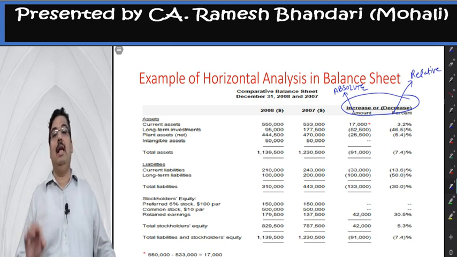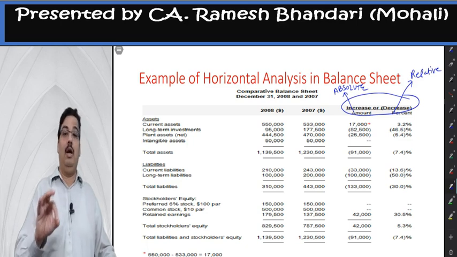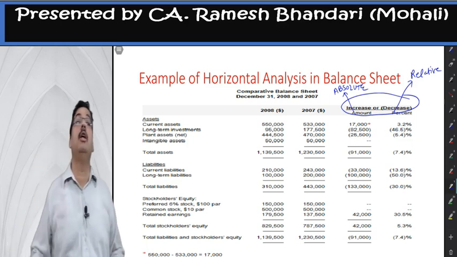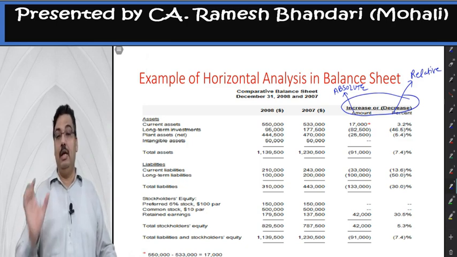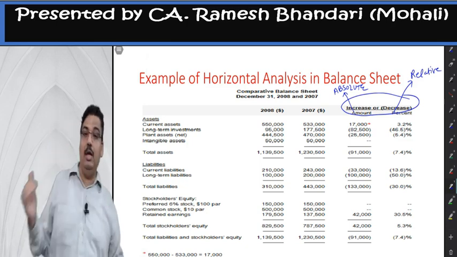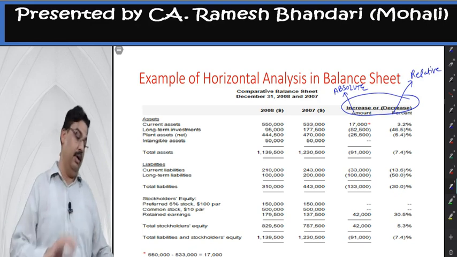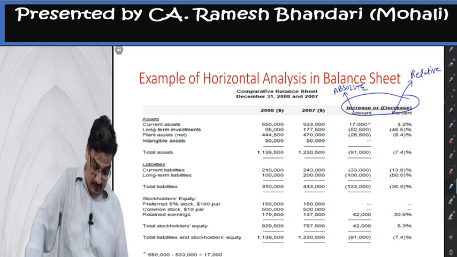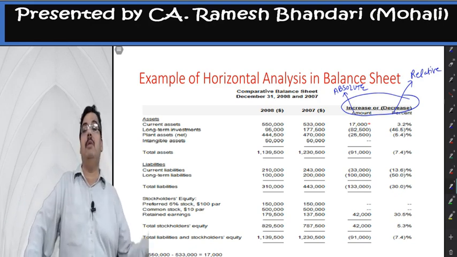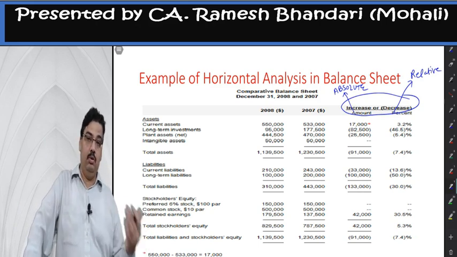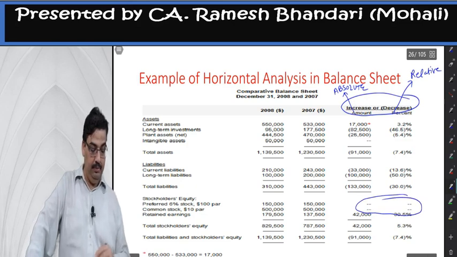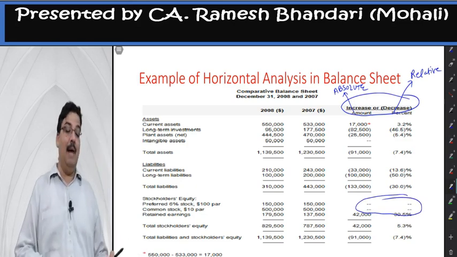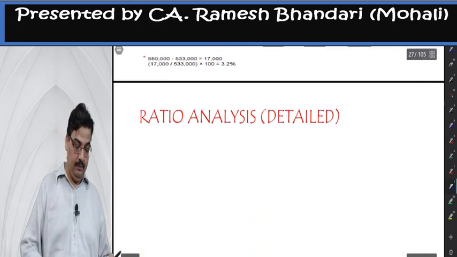Somebody was earning a salary of 3 lakh. Next year it increased to 4 lakh 50,000. We say 50% increase. How did we compute? Increase of 1 lakh 50,000 on original 3 lakh into 100. So that is what we are doing here also. In all the figures, we are computing the same thing. Something which remains the same has 0 relative, 0 absolute increase. That is shown here. It is 0, for example. So this is an example of horizontal analysis.